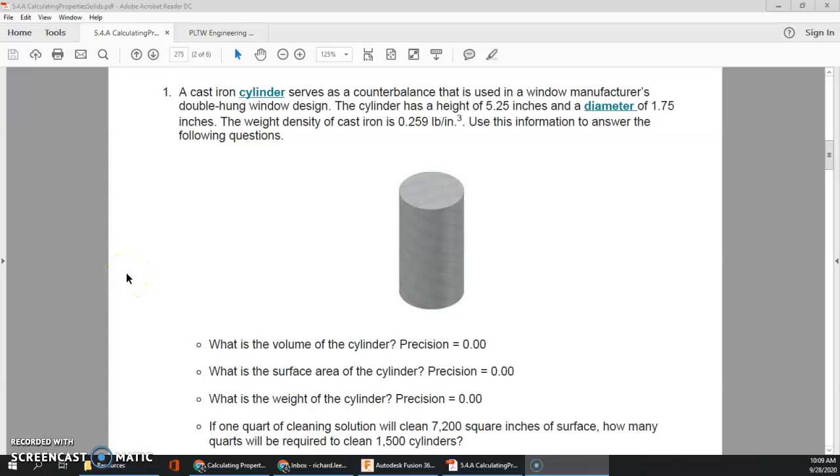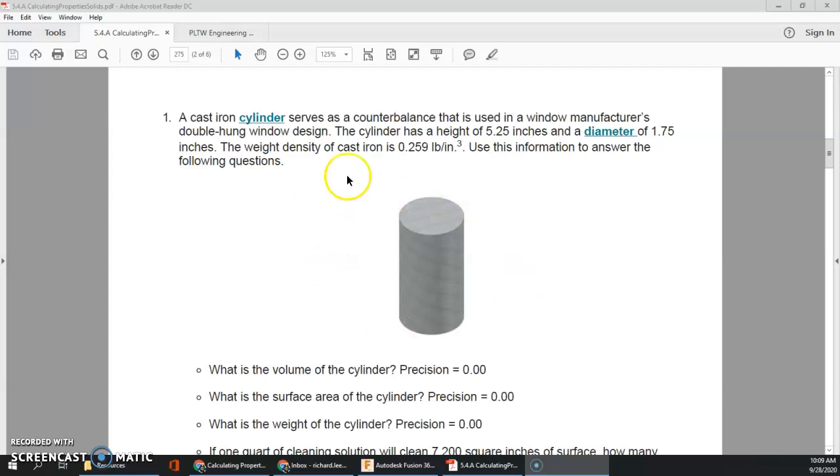Okay, so when you're looking at these problems, some of them are going to be straightforward and some of them require some extra thinking and steps. So right here we're given a cylinder which is a regular prism, so we can use the formula for volume of the cylinder. We're given the dimensions, how high it is, what the diameter is, and remember that radius is half of diameter. We're told that it's made of iron and we're given the density of iron.